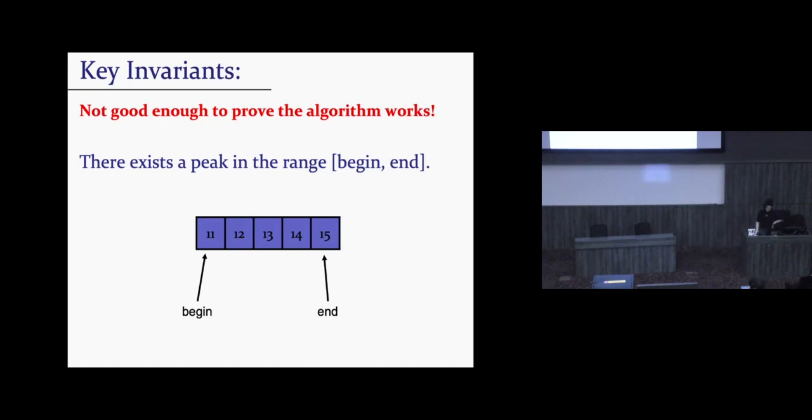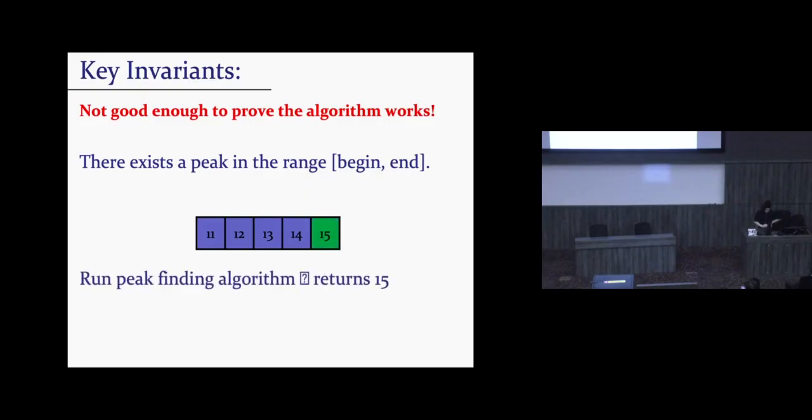Let's think about where this might go wrong. Let's say we run our peak finding algorithm, and for whatever reason it returns 15. And 15 here happens to be the last element of our range, right? Well, we know it returns 15, so it has to be bigger than 14, so that part is fine. But what is one possible issue with this?